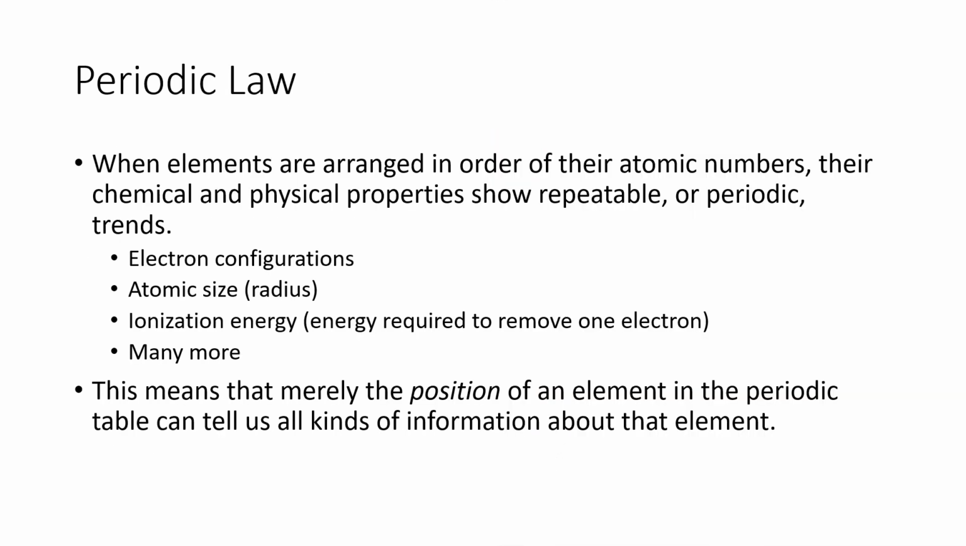The periodic law says that the properties of the elements repeat in a periodic fashion when the elements are arranged in order of their atomic numbers. Some of these things are electron configurations, the atomic radius, the ionization energy, and many, many more. So the periodic table becomes extremely powerful to a chemist because simply the position of an element in the table can give us all kinds of information about that element.